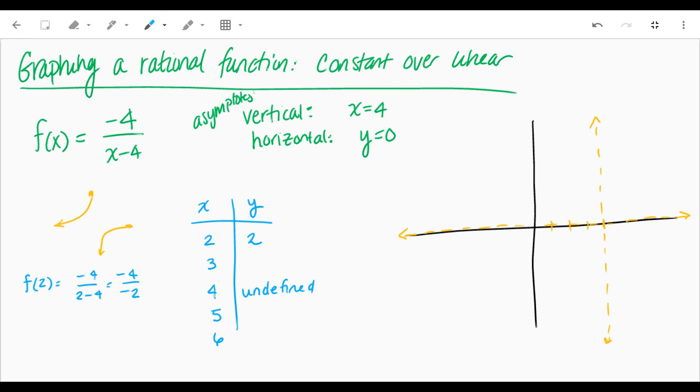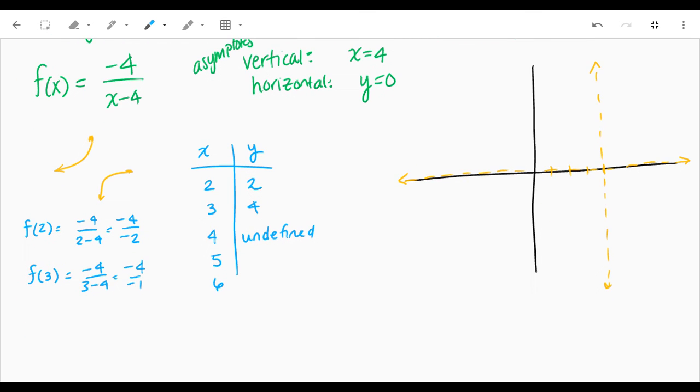All right, and then the next one is f of 3. So we'll have negative 4 over 3 minus 4, which is negative 4 over negative 1, so just 4. Then we'll have f of 5, which is negative 4 over 5 minus 4, which is negative 4 over 1, so that's negative 4. And yes, you are going to see some symmetry here. f of 6 would be negative 4 over 6 minus 4, so negative 4 over 2, which is negative 2. And so that's all the points we need.